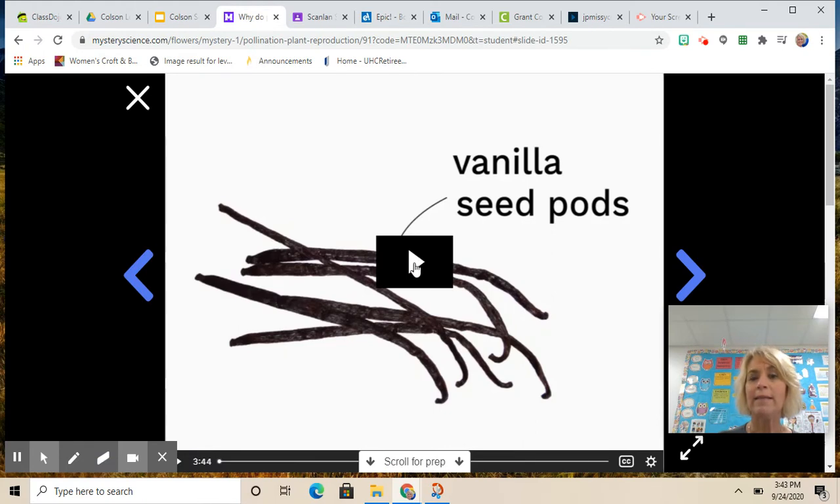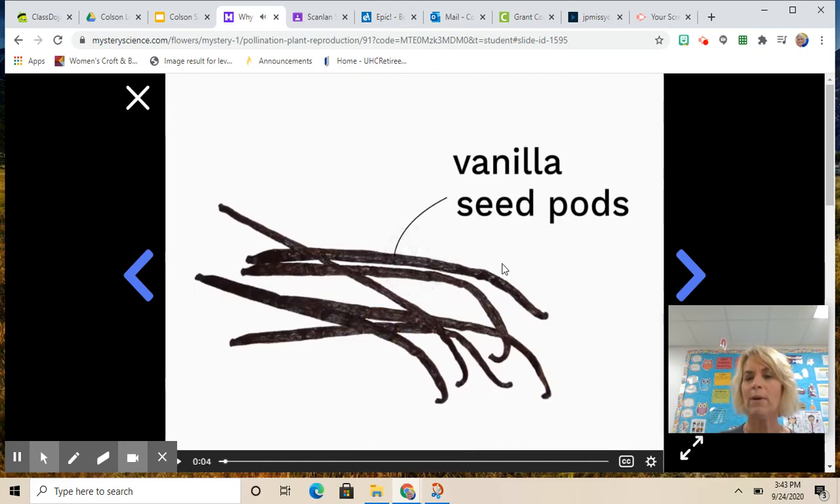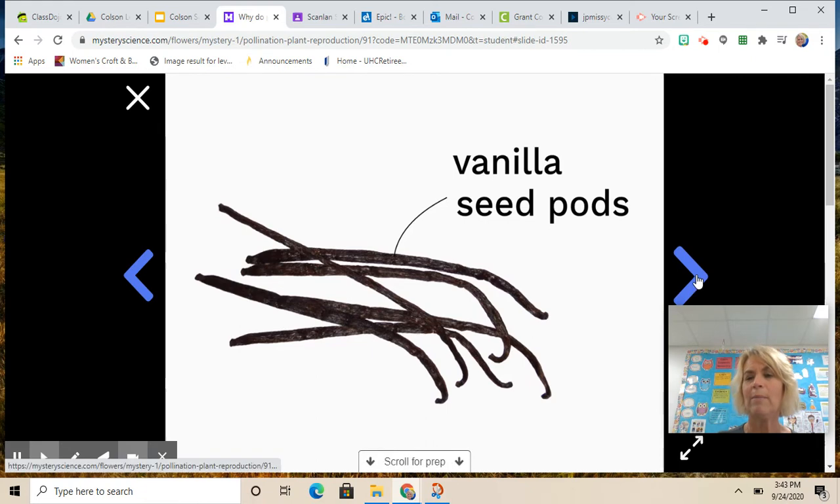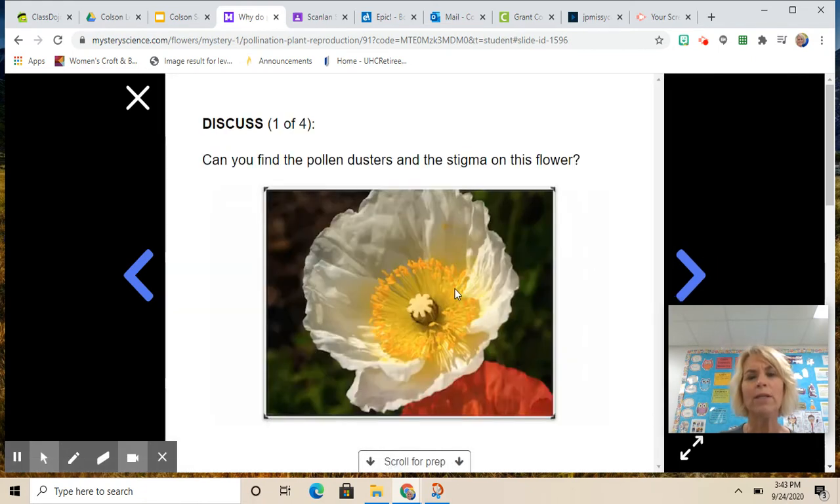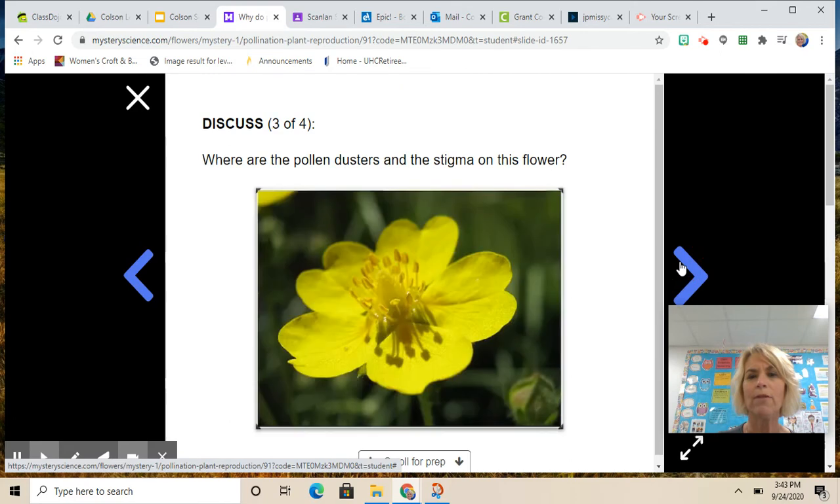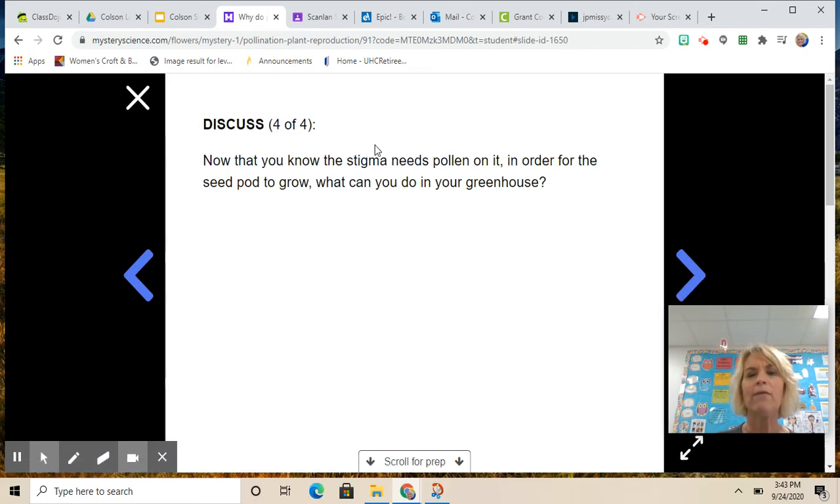You'll learn about vanilla seed pods. Just keep going when we talk about vanilla beans or seed pods. When I'm finished with that section, I'm going to push the blue arrow, and then I want you to look at these flowers. Can you find the pollen dusters and stigma on these flowers? So as you can tell, there's going to be a few of these. There's 1, 2, 3, and then something for us to think about in 4. Now that you know the stigma needs pollen on it in order for the seed pod to grow, what can you do in your greenhouse?